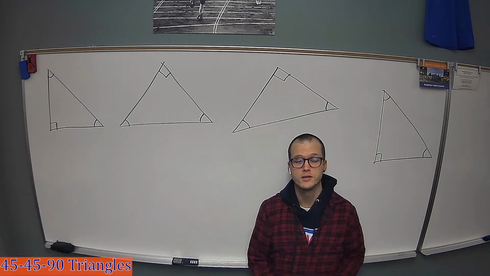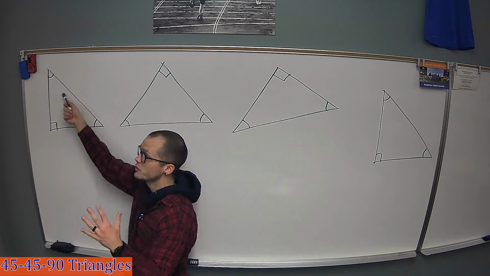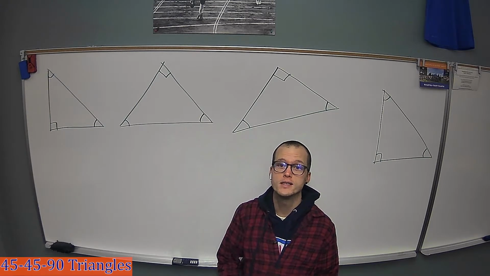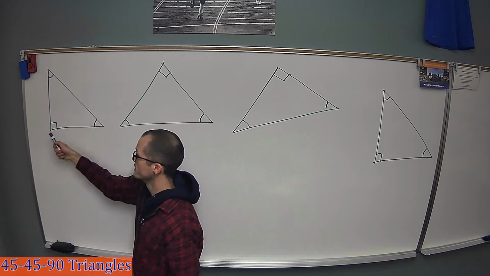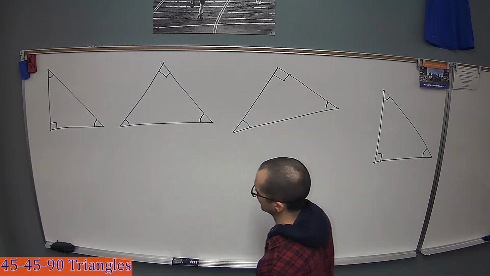We know that these angles need to add up to 180 degrees. So if we have 90 plus two of the same thing, those same things must be 45. So that's why we call these 45-45-90 triangles, because these two angles are 45 degrees, and the other one's 90. That's true with all four of these triangles on the board here.